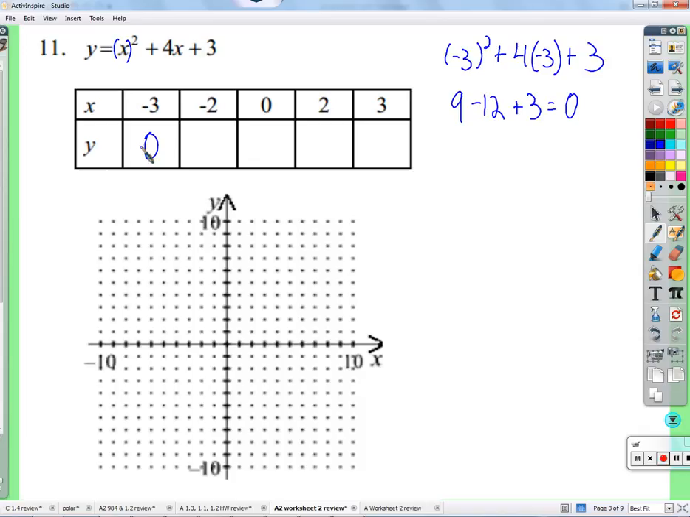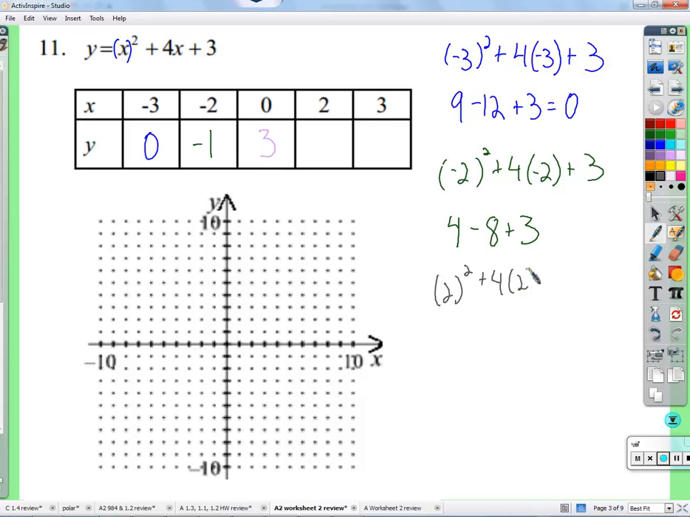We can do all the same stuff, but with negative 2 instead of negative 3. Give ourselves some empty parentheses, so the substitution happens just the way it should. We get a positive 4 minus 8 plus 3. So we get negative 4 plus 3 is negative 1. With 0, it's almost too easy to even do any work, right? 0 squared is 0. 4 times 0 is 0, plus 3 is 3. Now the positive 2: 2 squared plus 4 times 2 plus 3, 4 plus 8.